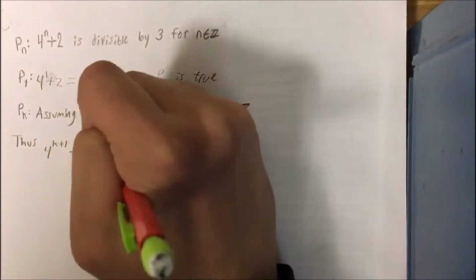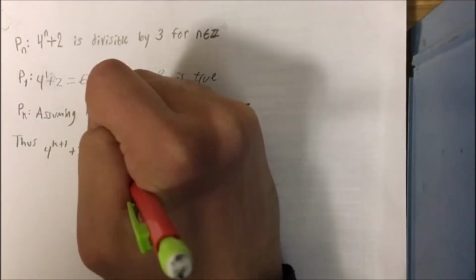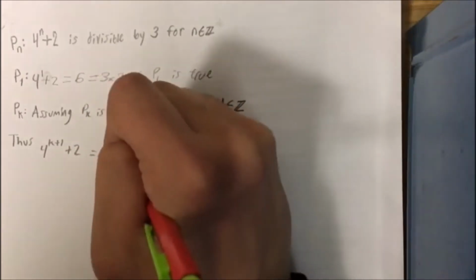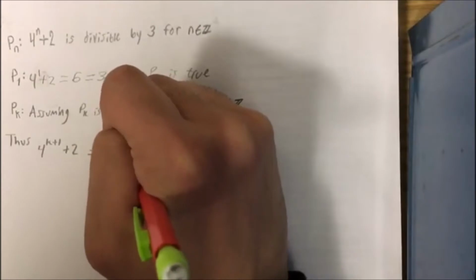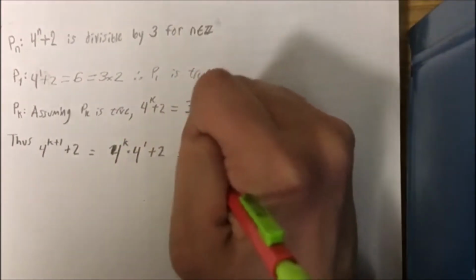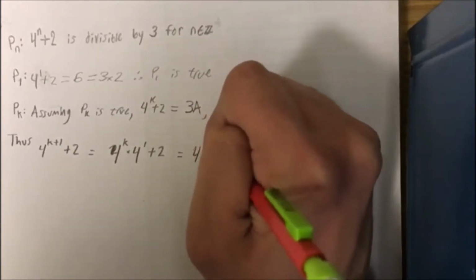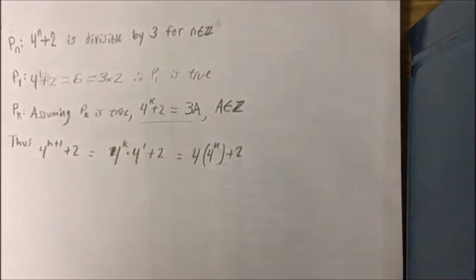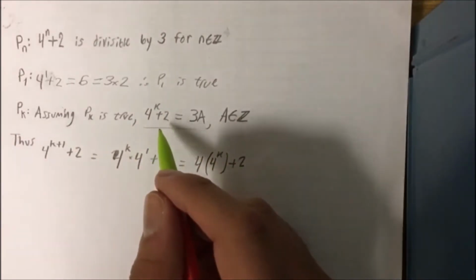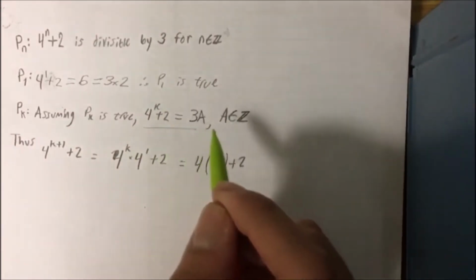4^(k+1) + 2 equals, we now have to rearrange it. So you can write it as 4 times 4^k... 4^k times 4^1, plus 2. This is a property of exponents where you can divide this up into its individual powers, which equals 4 times 4^k + 2. Now we have this expression right here. We're going to take it and work with it.